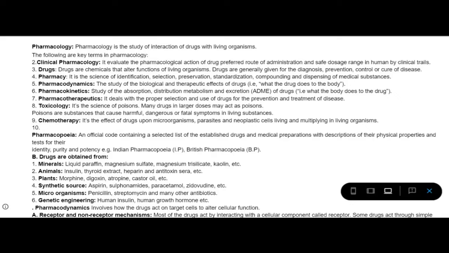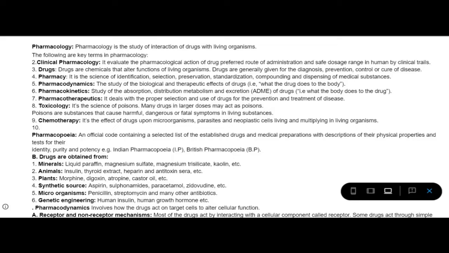And let's see pharmacokinetics. This is the study of absorption, distribution, metabolism, and excretion of drugs. It looks at what the body does to the drug. After you take the drug, it must be absorbed, then it must be distributed to the target site. It must be metabolized, and the end product should be excreted.